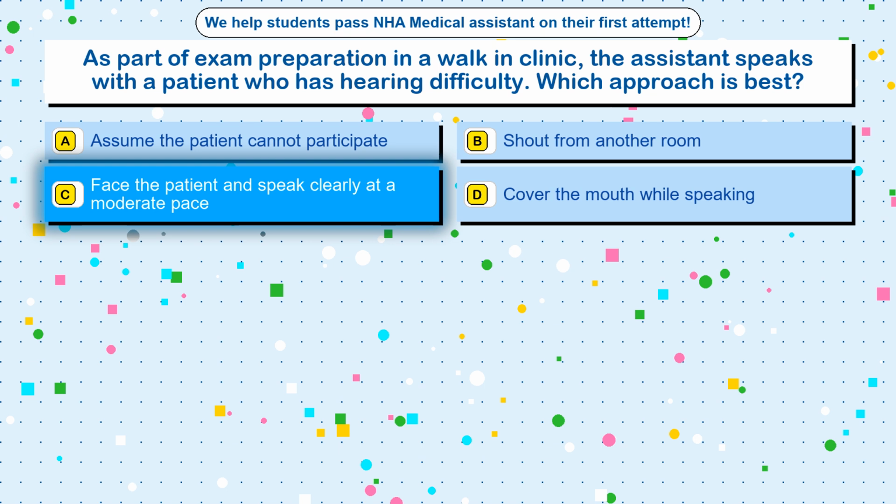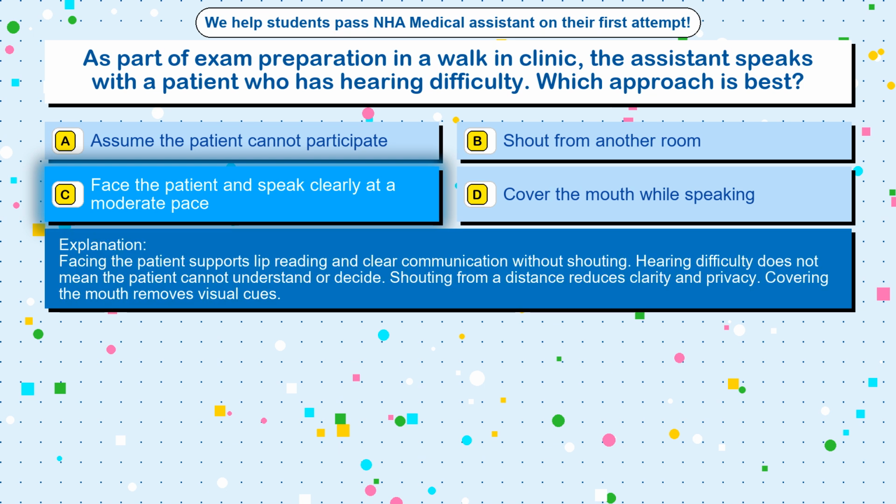Face the patient and speak clearly at a moderate pace. Facing the patient supports lip reading and clear communication without shouting. Hearing difficulty does not mean the patient cannot understand or decide. Shouting from a distance reduces clarity and privacy. Covering the mouth removes visual cues.